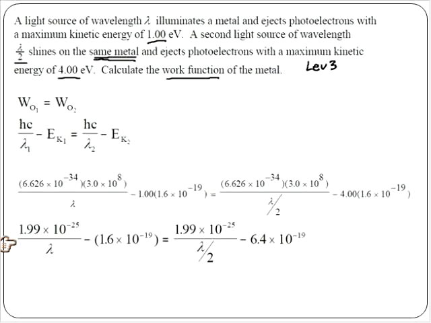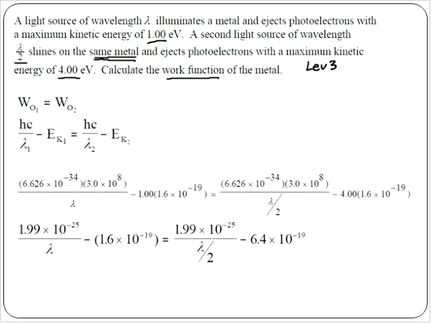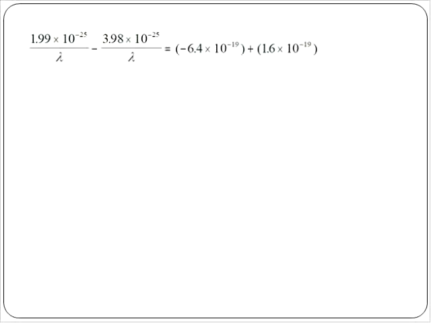So like I said, the rest now is math. We just got to solve the thing. So here we go. What I do now is I bring the two lambdas to the same side. Now, what they did there, you'll notice, this was 1.99 times 10 to the negative 25 divided by lambda over 2. To get rid of that over 2, we multiplied by 2 on the top. And that's where the 3.98 times 10 to the negative 25 came from.